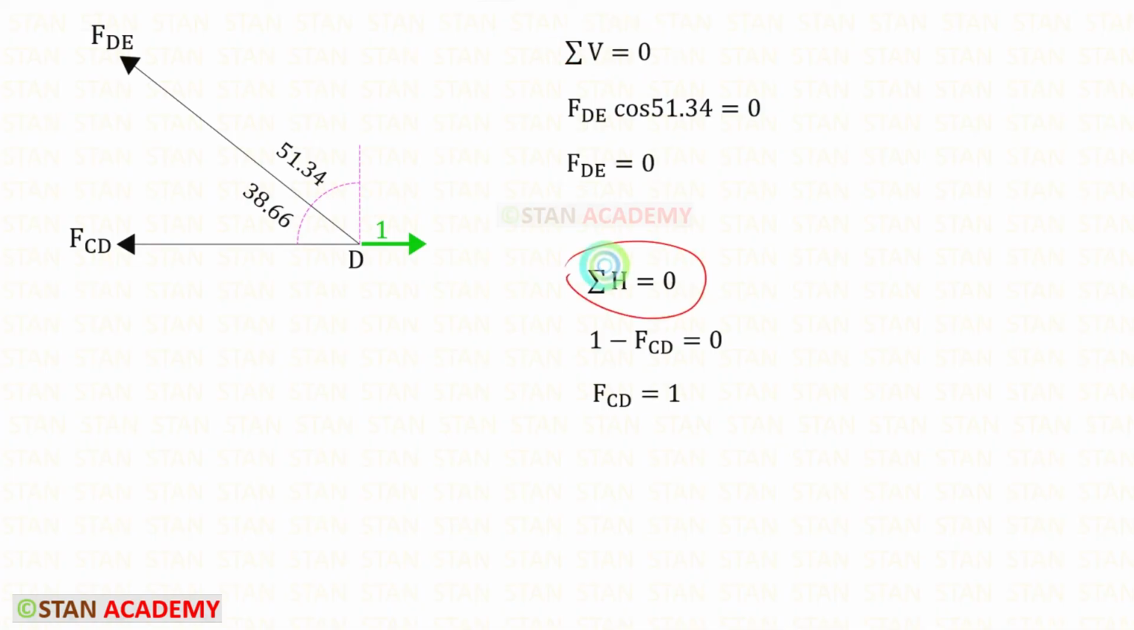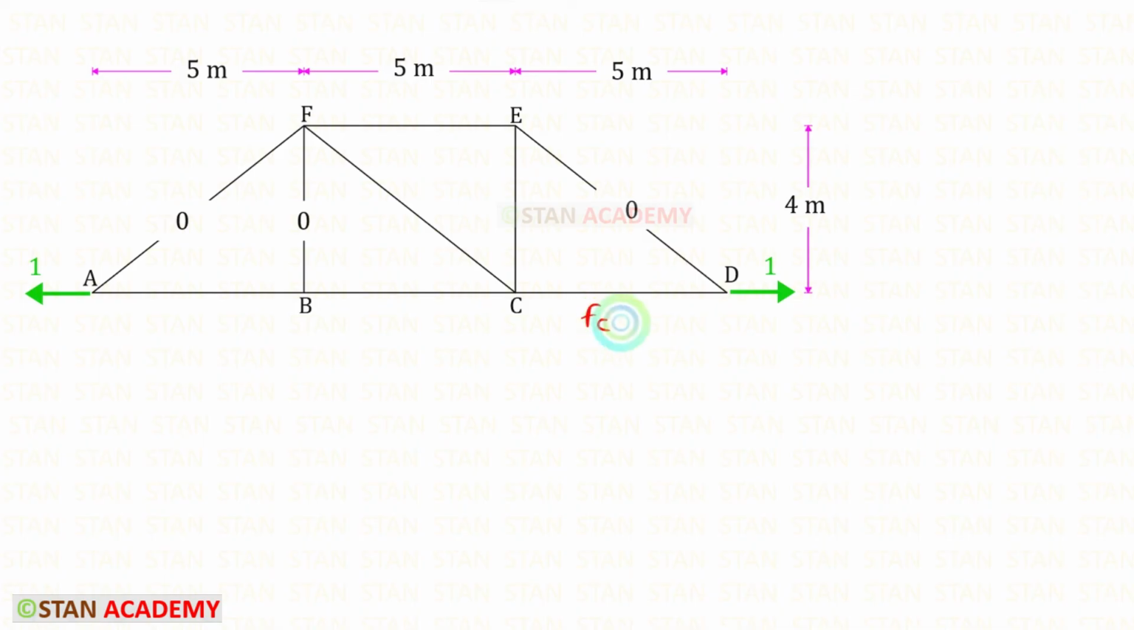Let us apply this rule. This force is acting towards the right side, so it will be positive. FCD is acting towards the left side, it should be negative. For FCD, we will get 1. If FCD is 1, FAB also should be 1. If this is 0, this also will be 0. We can take the joint B and apply the rule sigma V is equal to 0. There is only one vertical member, that is FBE, so that will be 0.